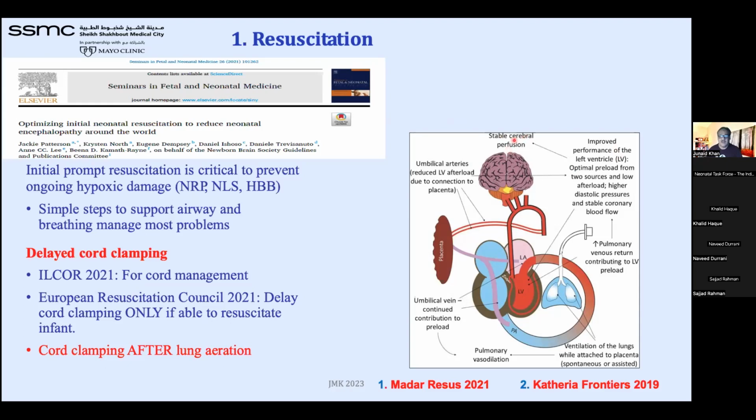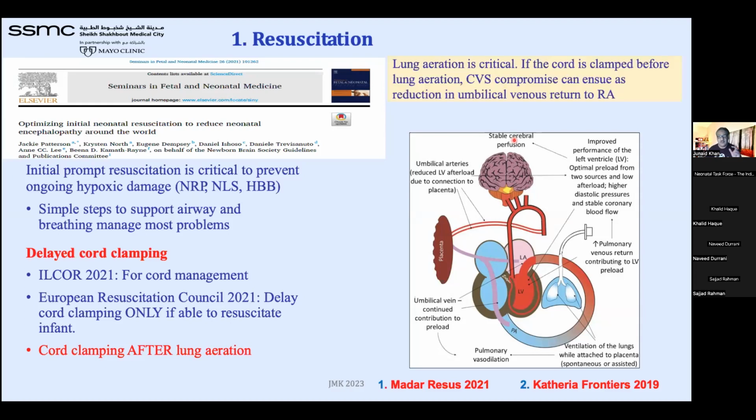So we already established a trolley which we take near the baby. We start doing the Neopuff or the Ambu bag, whatever you have, at the level of the mother's abdomen, baby next to the mother, and then we wait for 30 seconds to 1 minute, and after that we cut the cord. Lung aeration is critical, but if the cord is clamped before lung aeration, cardiovascular compromise can ensue as a reduction in umbilical venous return. So cord clamping after lung aeration is the key.